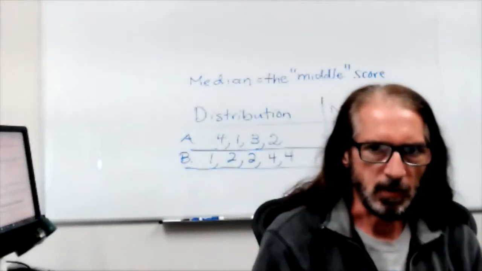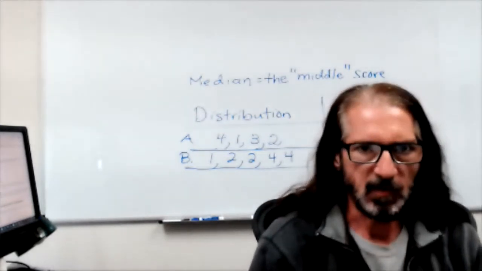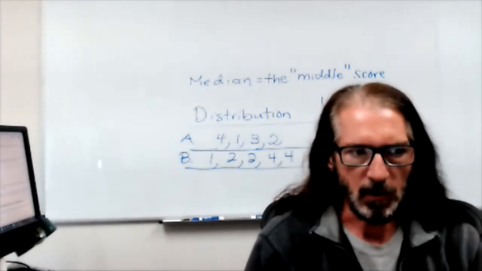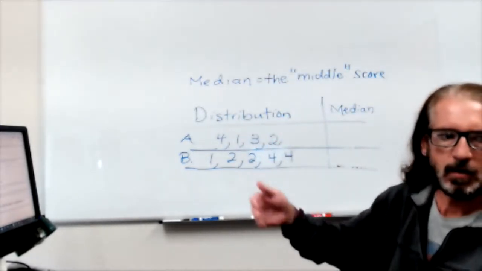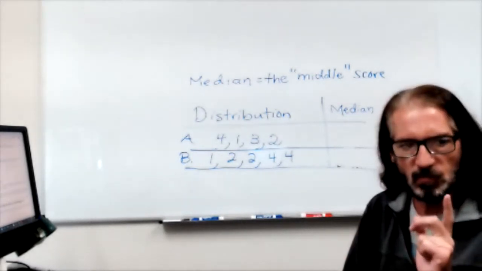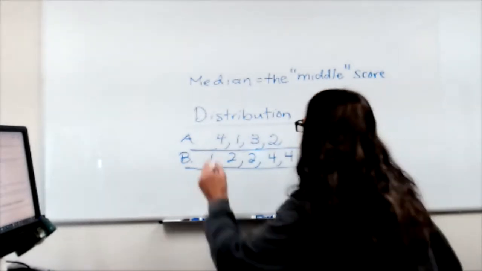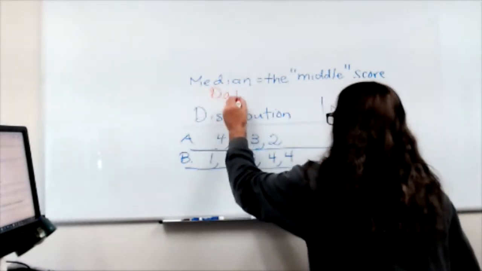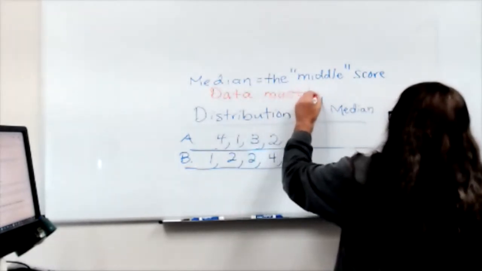Next up in the list of measures of central tendency, I find this the next easiest to talk about, is median. Median is the middle score. Now, to talk about the middle score, the data must be in order first. And we've got that on the second distribution here.